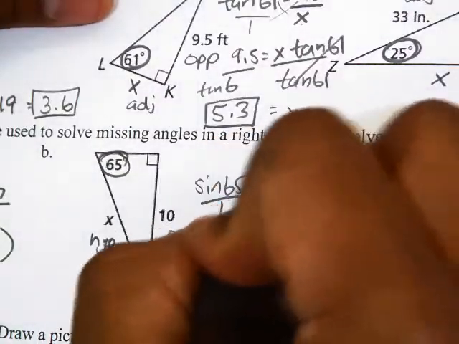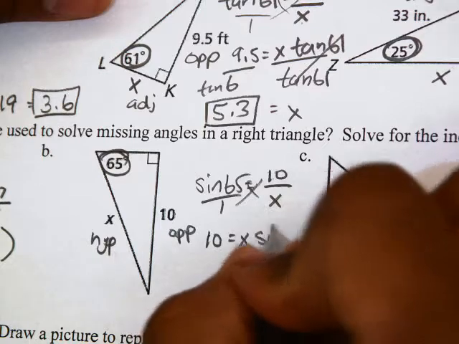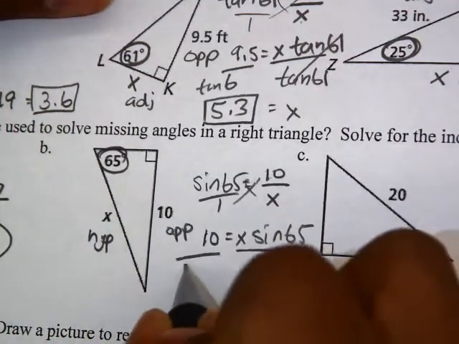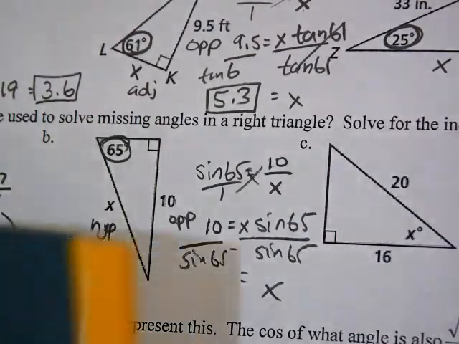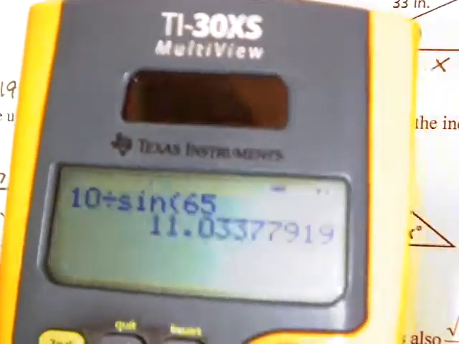Cross multiply to solve. 1 times 10 is 10. X times sine 65. Divide by sine 65 to solve for x. So x is equal to 10 divided by sine 65. And that's 11.0.